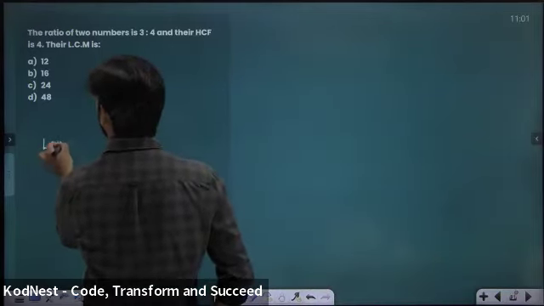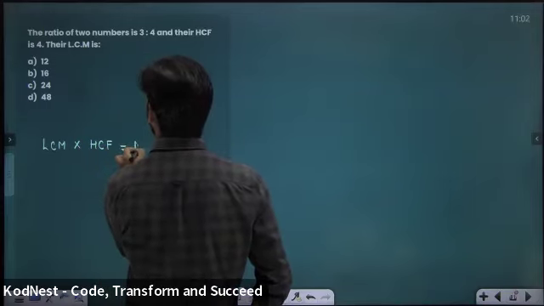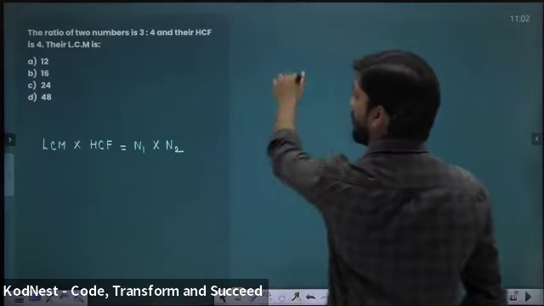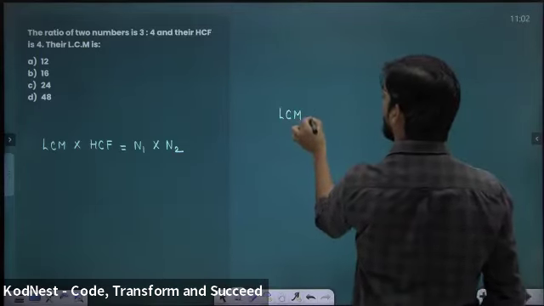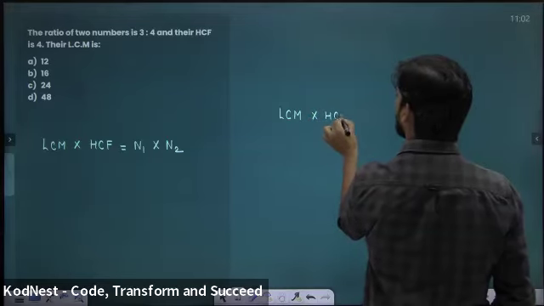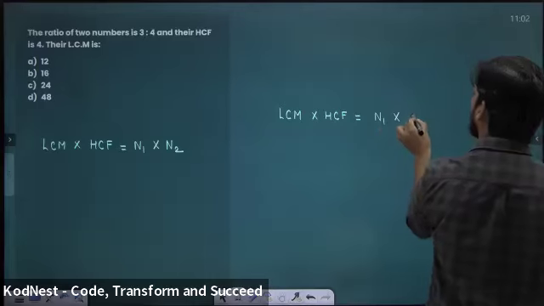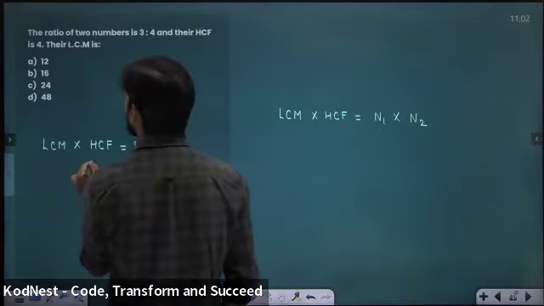LCM into HCF equals N1 into N2. All right. Then we have, again, I'm writing the same thing: LCM into HCF equals N1 into N2. All right. HCF is given as 4.